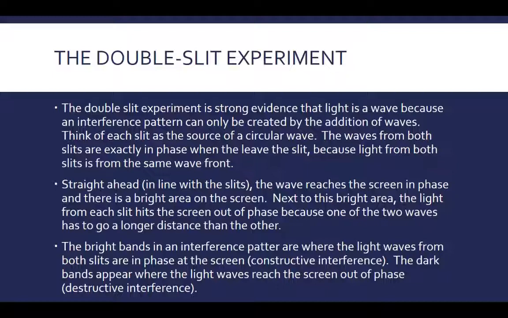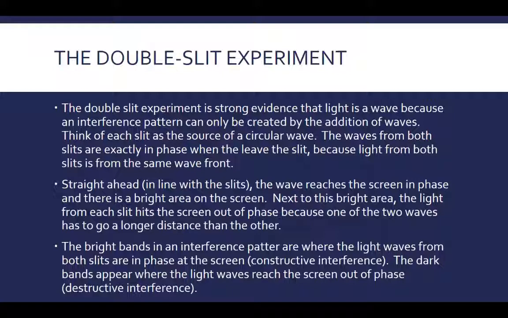Straight ahead, think about this in line with the slits. The wave reaches the screen in phase and there's going to be a bright area on the screen. Next to this bright area, the light from each slit hits the screen out of phase because one of the two waves has to go farther than the other, and so then you have a trough that lines up with a crest. Well, when this happens, because they're the same wavelength, they actually cancel each other out, and you end up with a dark line or a dark band.